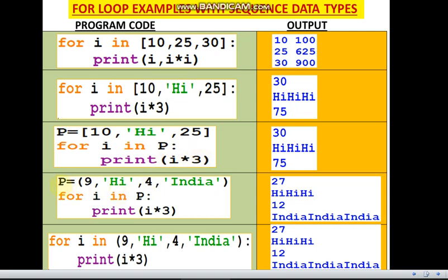Now same for tuples, we have declared a tuple over here and we have given the name of the tuple here. This is a tuple. By seeing the parentheses you can understand that this is a tuple. So for I in P, print I into 3 we are doing. So it will take the first value of the tuple, that is 9, and it will print 9 into 3 as 27, then high into 3, so thrice high will be printed together, and then again the next value of the tuple, that is 4, will be fetched, 4 into 3, 12, and then India, again it will be printed thrice.